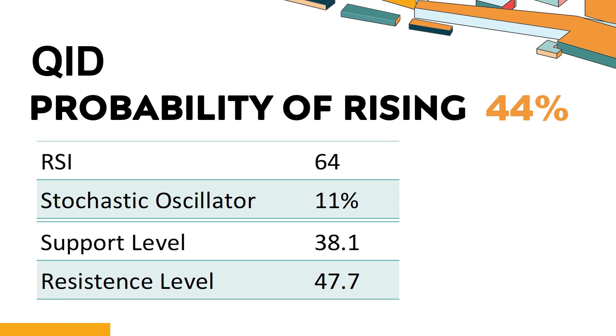Combining multiple technical analysis indicators, QID has 6 bullish signals and 2 bearish signals. QID's short-term support level is 40.7. If it falls below 40.7 during the session, it will have a chance to test 38.1. QID's short-term resistance level is 46.1. If it breaks through 46.1 during the session, it will look up to 47.7.